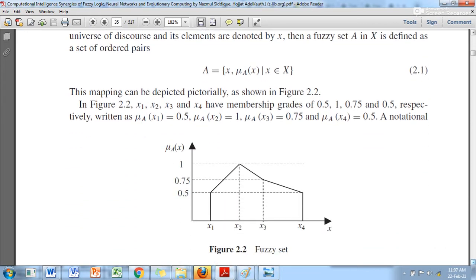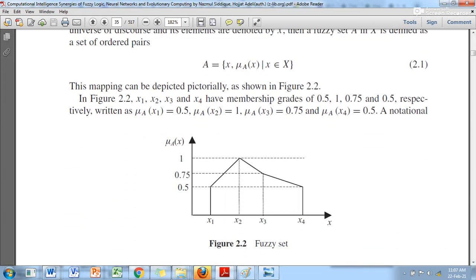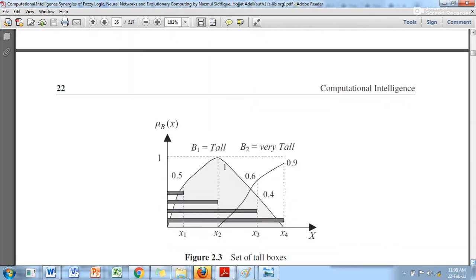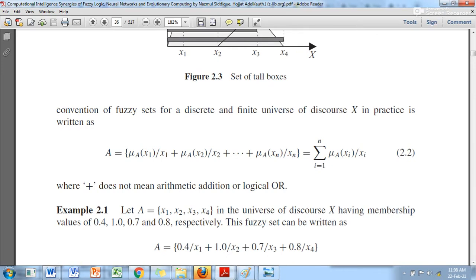Here a graph is given with fuzzy set points x1, x2, x3, x4, and different membership grades: at x1 it is 0.5, at x2 it is 1, at x3 it is 0.75, and at x4 it is 0.5. The set A is defined by mu A(x1) upon x1 plus mu A(x2) upon x2 plus and so on up to mu A(xn) upon xn. This is not a ratio, but a representation. n is the number of different crisp values in the set X.